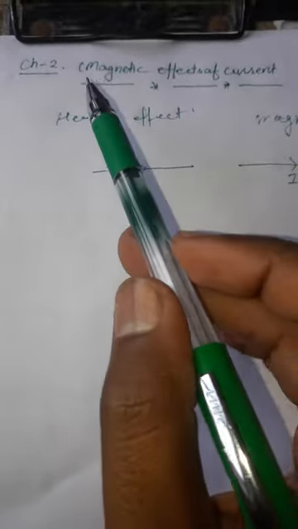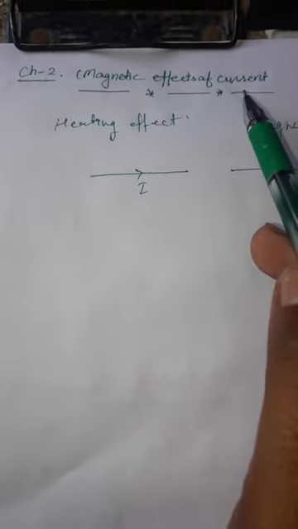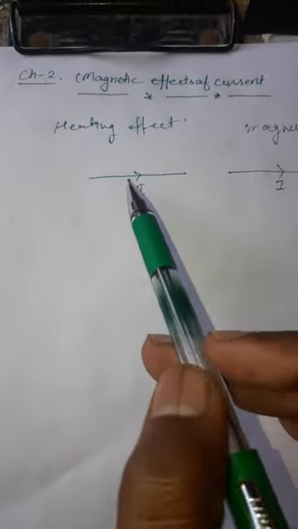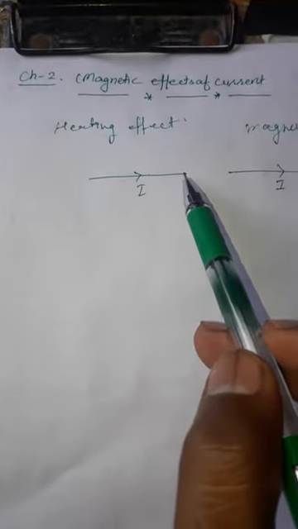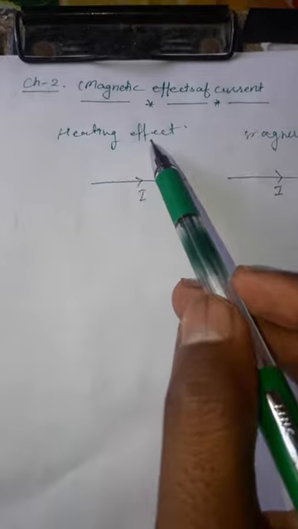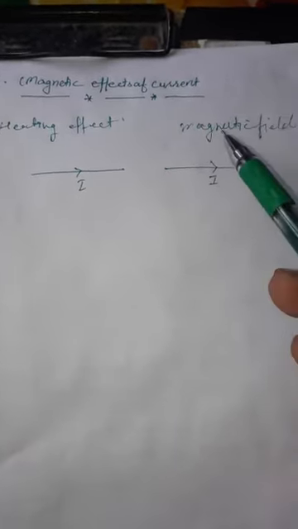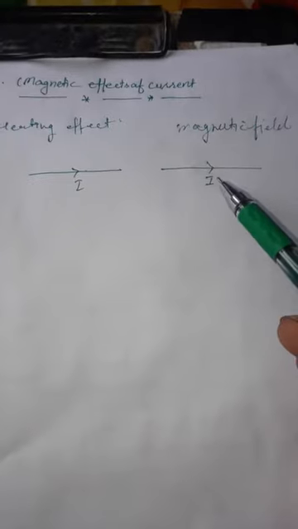Good morning, students. Our next chapter is the magnetic effect of current. As we studied in the previous chapter, when a current is passing through a wire, it produces a heating effect. Similarly, there is also another effect known as the magnetic effect of current.